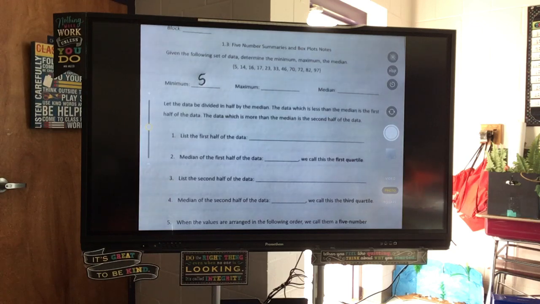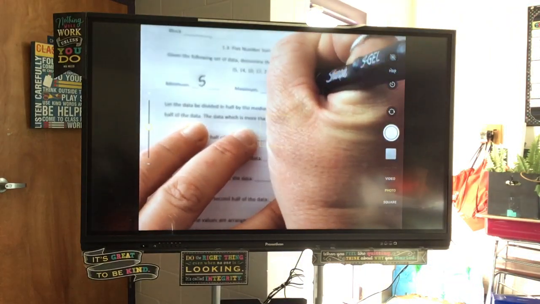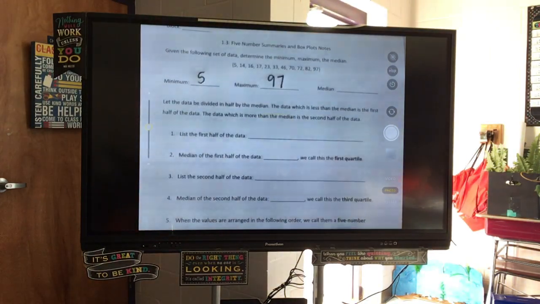All right, we're going to then find the maximum. What is the maximum number? How do we figure this out? Andrew? Right, so we have to find the biggest number, which is 97. Now, we have to find the median. So you guys refresh me. I know it's been spring break. I feel like I haven't been here for years. So please tell me how to find the median.